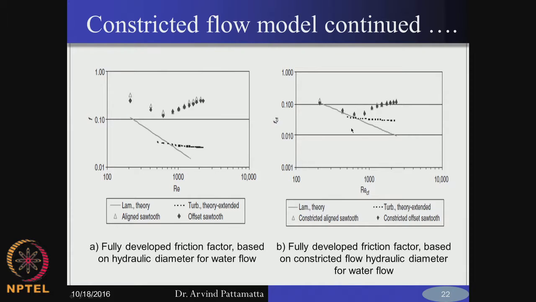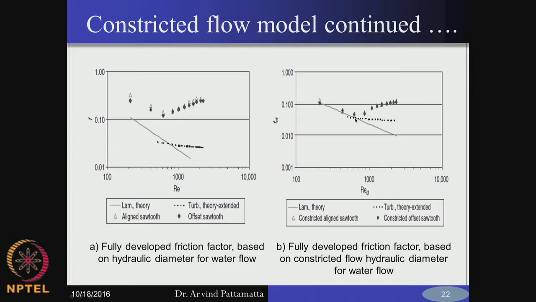Okay. So, this line here is basically coming from 64 by Re. If you use your normal diameter in that, you see there is a considerable offset between the experiment and the theory. Now, if you use 64 by Re_CF, you find that this line moves up and it agrees very closely with your particular experiments. So, this set is for the laminar, the other set is for turbulent.